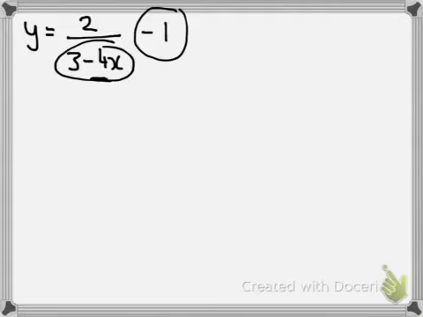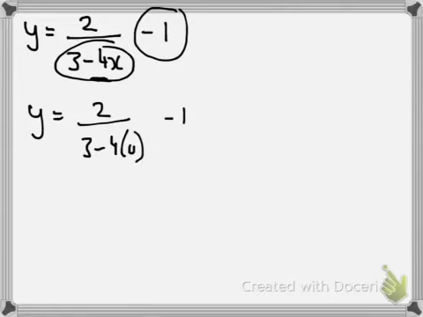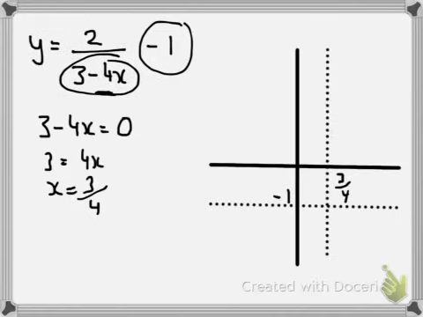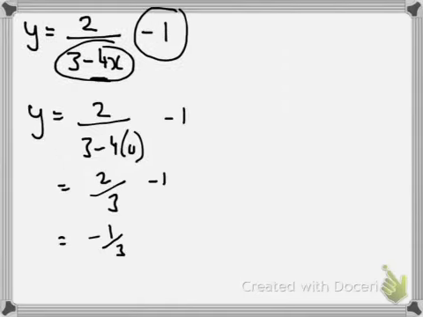Okay, so let's find our y-intercept first of all. So y equals 2 over 3 minus 4 times 0, minus 1, equals 2/3 minus 1, equals negative 1/3. So our y-intercept is going to be at negative 1/3, which is about there, say.